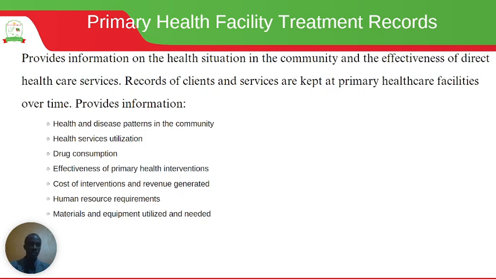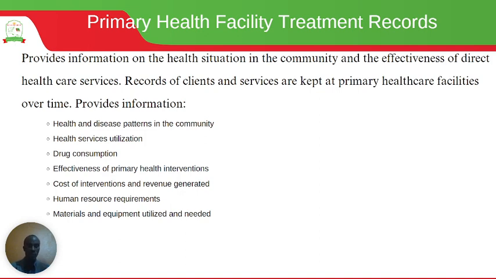So the primary health facility treatment records provide information on health and disease patterns in the community. It also gives us information on the utilization level of these health services, and the drug consumption by the members of a community that is served by that primary health facility. Then it could also give information about the effectiveness of the primary health interventions, because if interventions have been put in place to counteract some specific disease, and then you see numbers are increasing in the public health facility, it means the effectiveness of that intervention is questionable.